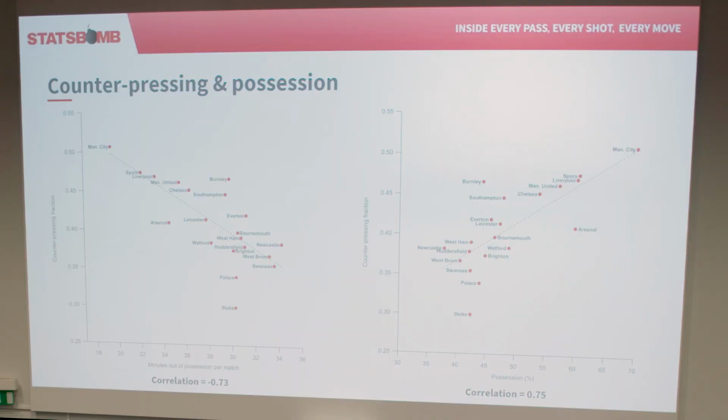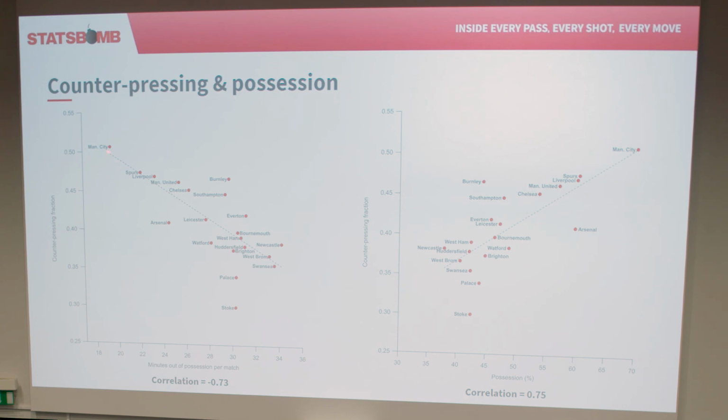And so whilst in total, pressure events didn't relate to possession, when we look at counter-pressing, it very strongly does. So on the left here is the counter-pressing fraction that you've just seen on the previous slide. And on the right, we're looking at minutes out of possession for a team, so the amount of time that their opponent has the ball. There's a quite strong negative correlation there. So the more your opponent has the ball, the less you counter-press as a general rule.